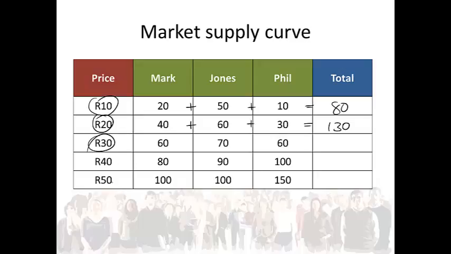At a market price of 30 Rand, the market supply will be 60 plus 70 plus 60. It's 190 units. At a market price of 40 Rand, the market supply will be 80 plus 90 plus 100, which is equal to 270. At a market price of 50 Rand, the market supply will be 100 plus 100 plus 150, which is 350. So this column gives my market supply at each price level. Now let's draw the market supply curve.